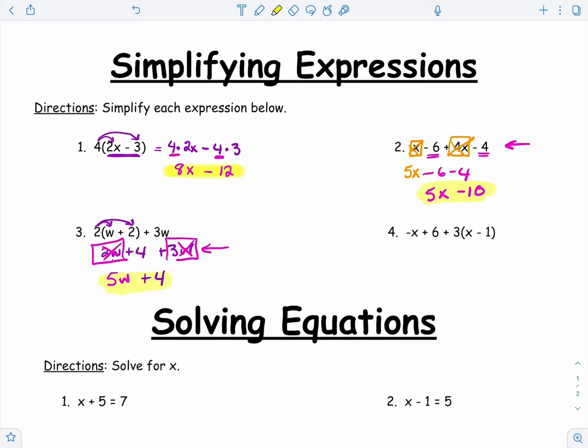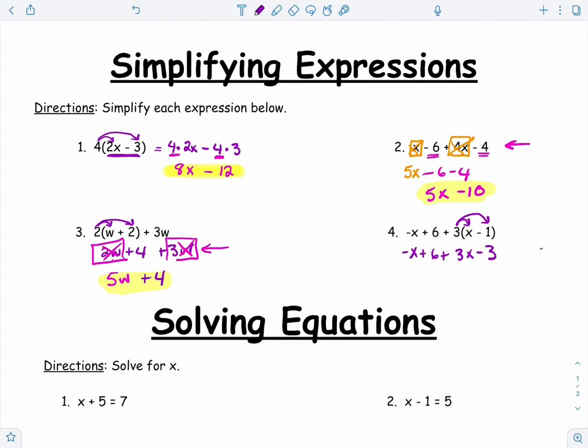Now, number 4 says negative x plus 6 plus 3 times x minus 1. Whenever we see parentheses, we want to go ahead and handle that first. So we're going to go ahead and distribute the 3 inside. All right, so we have 3x minus 3 here, right? And then we're going to bring down the rest of the problem.